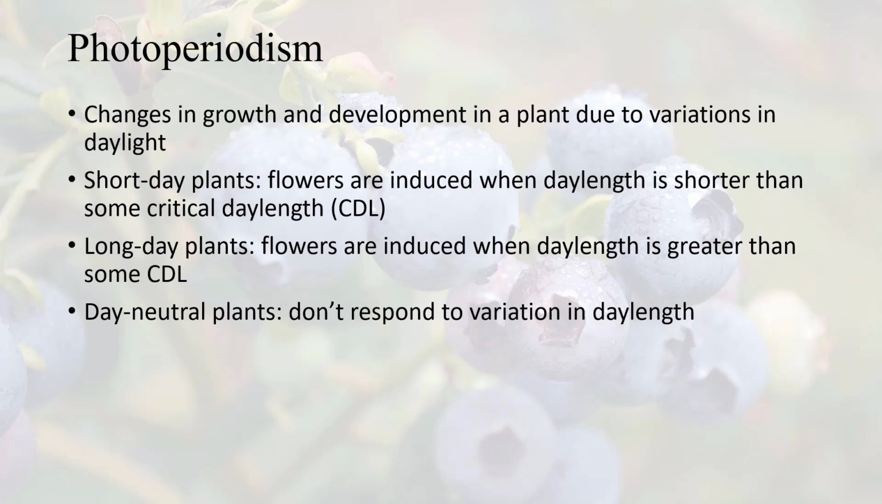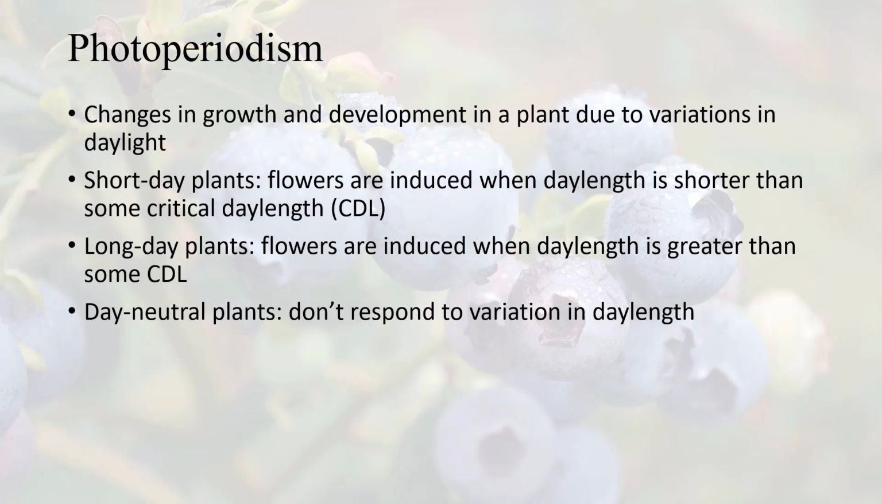And we've already talked about this process when we looked at light, and it's called photoperiodism. This is changes in the growth and development of a plant due to variations in daylight, and often we are talking about this in terms of flowering. So we've said that there are short day plants that are going to flower when the day length is shorter than some critical day length. There are long day plants that flower when day length is longer or greater than some critical day length. And that critical day length is unique to each species, the actual timeline of that.